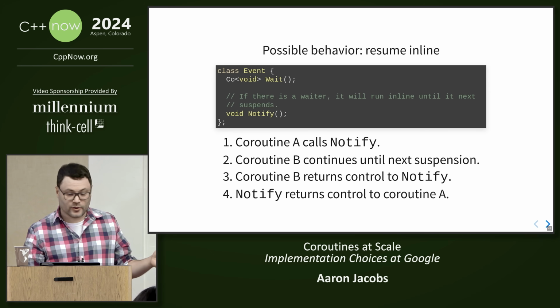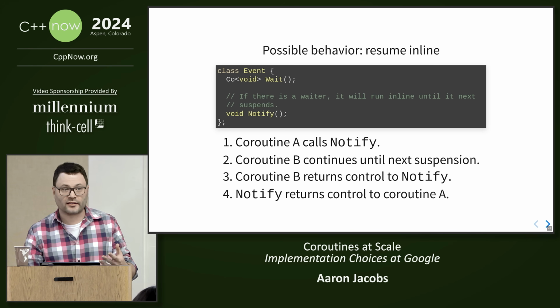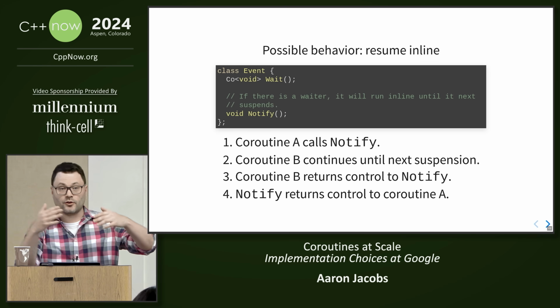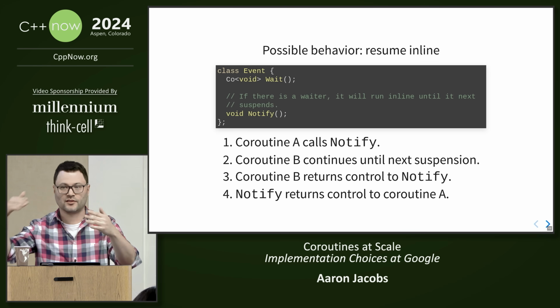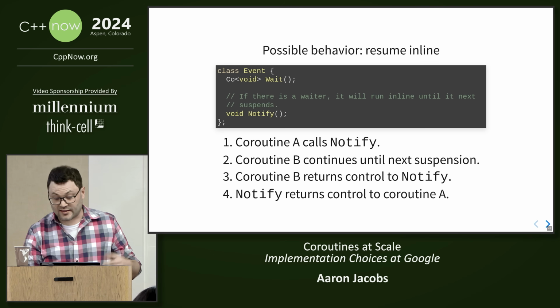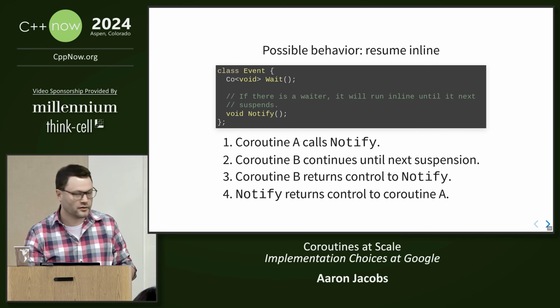Probably the most obvious choice is to resume the waiter inline directly in the notify method. It would parasitically do its work on the thread that called notify. It would run inline and prevent notify from returning until it next suspends and releases control back to notify because it doesn't have anything else to resume. That's exactly what the event type does in CppCoro, for example. And internally in Google, we've got other stuff like this.